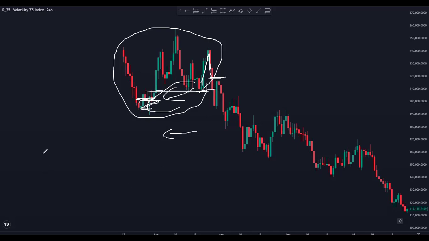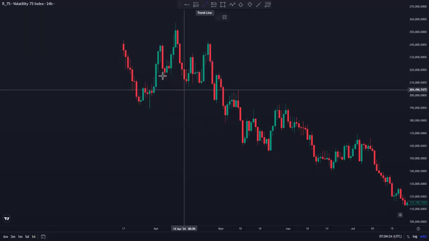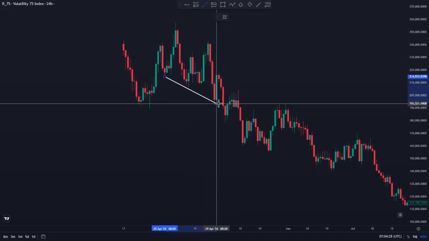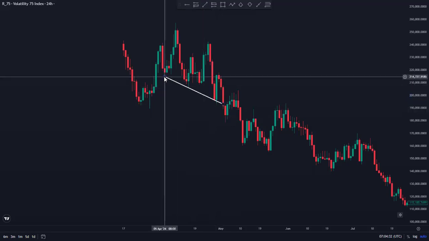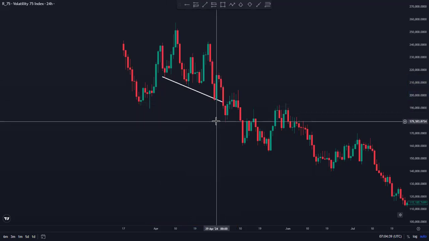So right now, let's look at this one. The market gave us a downtrend there. Can you see the downtrend? It looks like this.